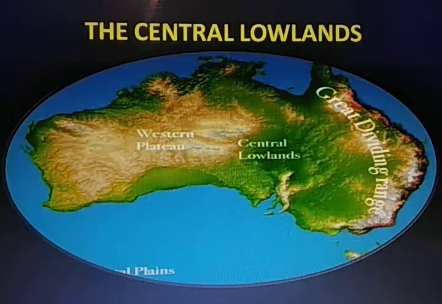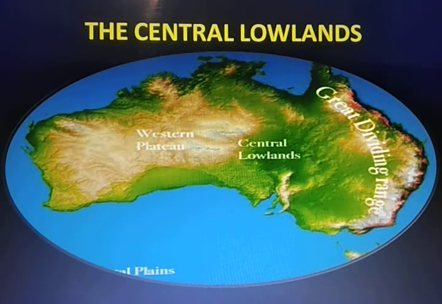We will go to the next physical feature, which is known as the Central Lowland, right? The Central Lowland is present between the Western Plateau and the Great Dividing Range, which is the eastern part of the Australian physical features, right? So the Central Lowland is the cultivated area of Australia. Rather, I will say it is the agriculture area of Australia, right?